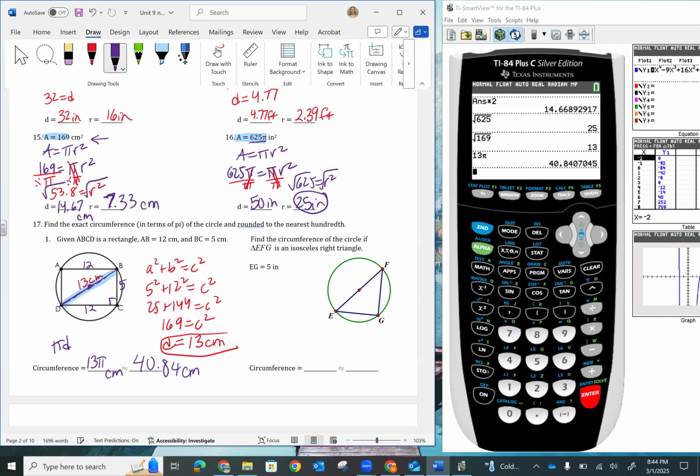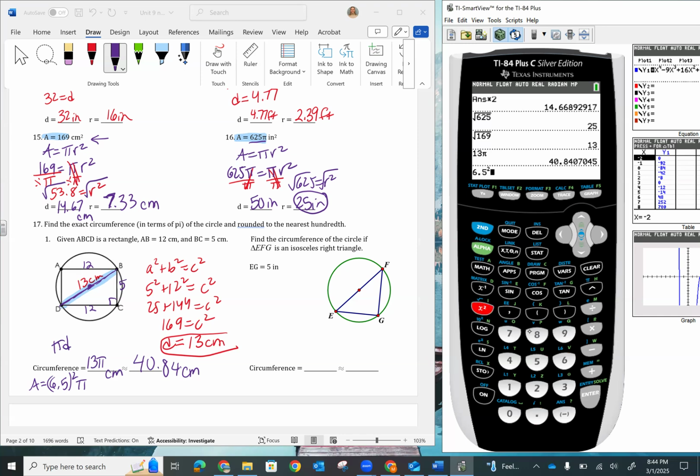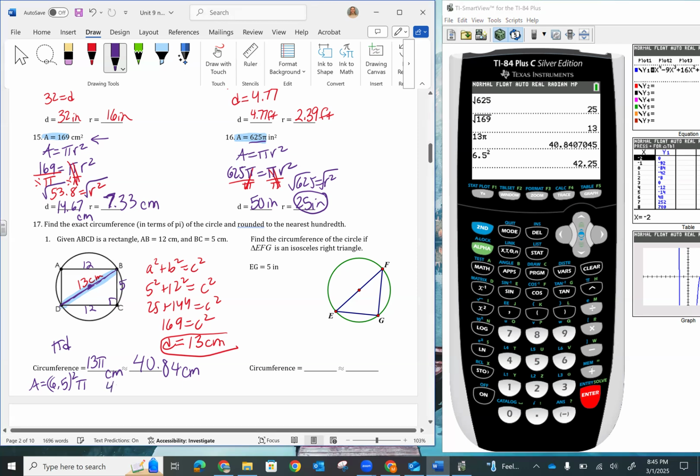If we want to do area, we would take the radius squared times pi. Okay, and so in this case, the radius is 6.5, and we would have to square it and times it by pi. So if you want to find the area of this, you would do 6.5 squared, and then 42.25 pi, that'd be centimeters squared. So that's the area if you actually cared about that.